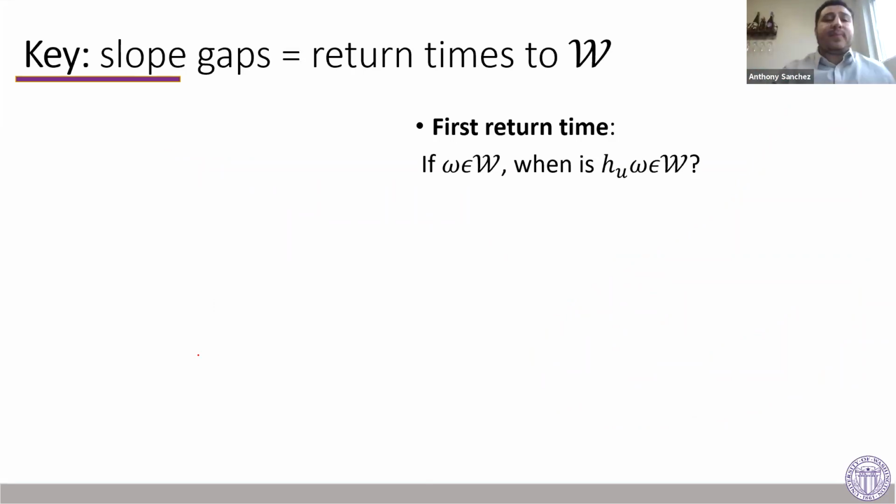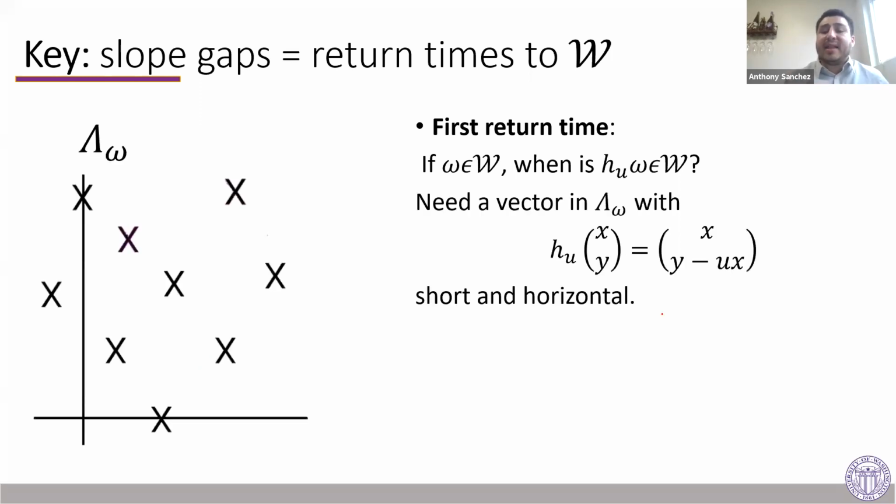And the key idea to turn the slope gap question into a dynamical question is to realize that slope gaps are one and the same thing as return times to W, right? What this means is, if I take something inside of this transversal, I can ask, when's the next time I come back to this transversal? So unpacking what this means, I literally need a vector inside of my saddle connections so that after I apply the horocycle flow, I get the following vector. And I need this vector to be short, and I need this vector to be horizontal. So short just means that this vector needs to be between 0 and 1.